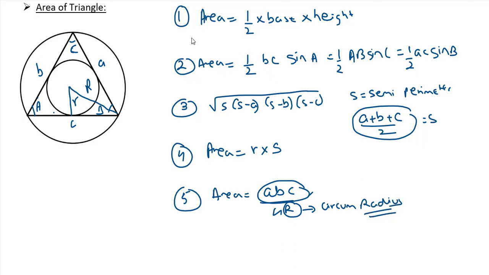So these are the 5 formulas which you can use for finding out the area of a triangle.